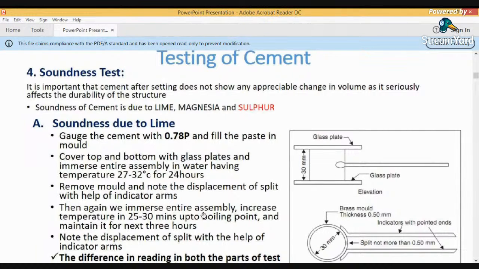We cannot measure it directly or indirectly, because there is no test available to measure the soundness due to the sulfur. But for the lime and magnesia, we can measure. First, we can measure the soundness due to the lime.